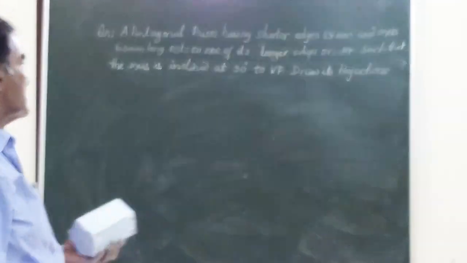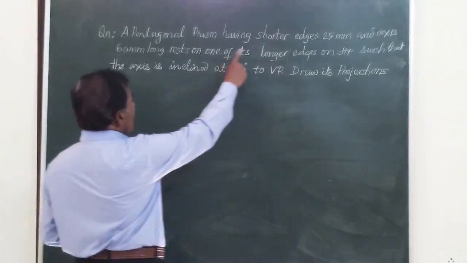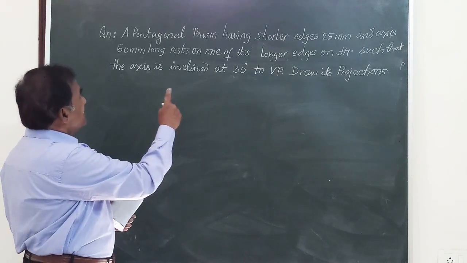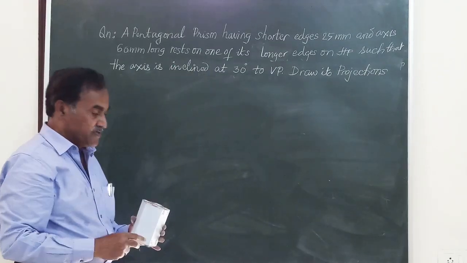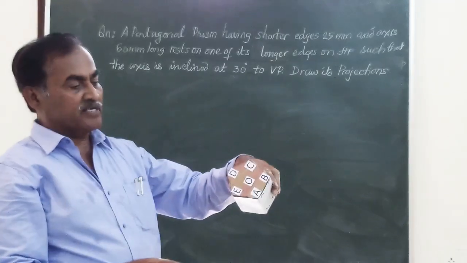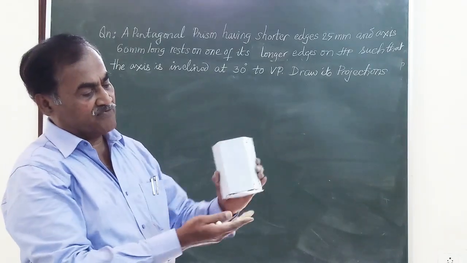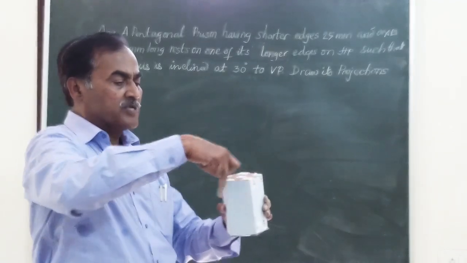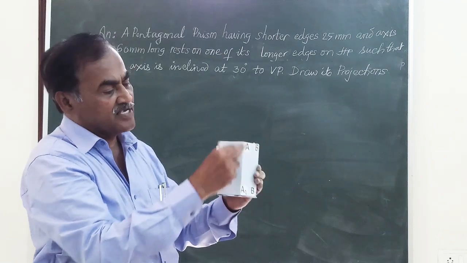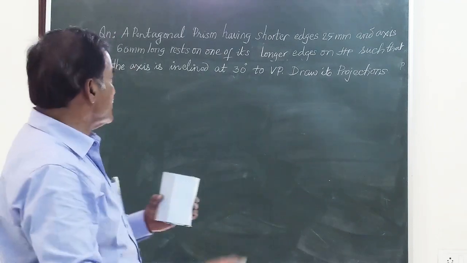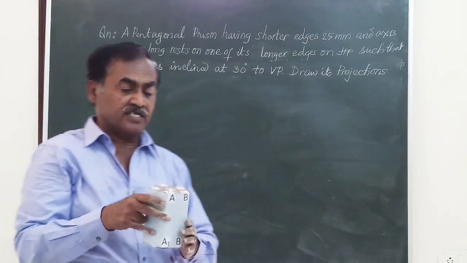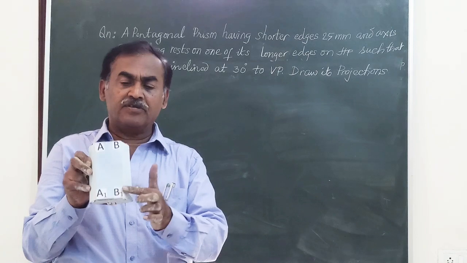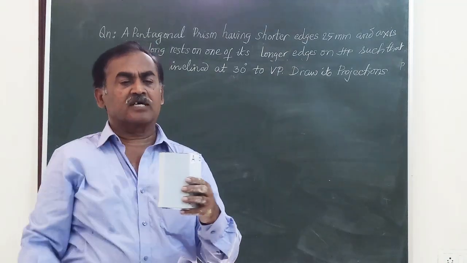Friends, the problem runs like this. A pentagonal prism having shorter edges 25 mm and the axis 60 mm long rests on one of its longer edges on HP. So basically we have a pentagonal prism which has got a pentagonal top face, pentagonal bottom face, and these two faces have 5 rectangles on its lateral surface. It has to rest on one of the longer edges. See here friends, you have 5 longer edges, namely AA1, BB1, CC1 and so on and so forth.